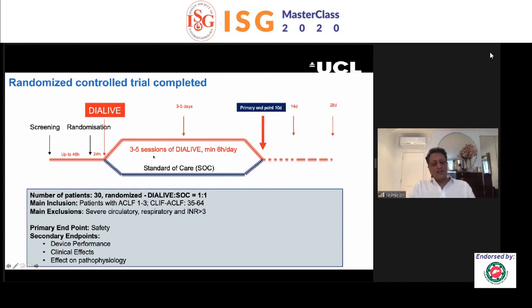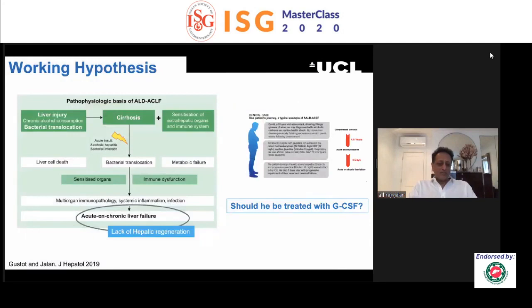And I can tell you the device is safe. We think it does something, but I know nothing more because the data is in a locked database as we speak. So really interesting, but building on the pathobiology, DAMPs and PAMPs removal, exchanging albumin, which is not something that I've talked about today. What about GCSF?